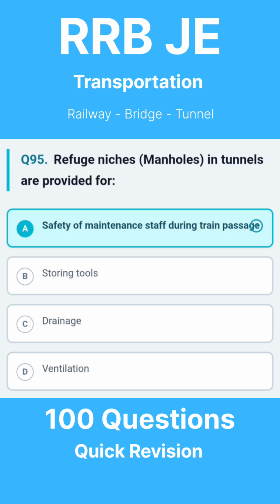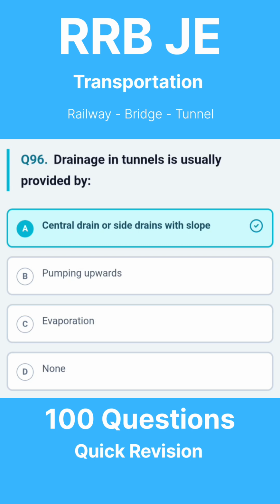Question 95. Refuge niches, manholes in tunnels are provided for? The correct answer is safety of maintenance staff during train passage. Question 96. Drainage in tunnels is usually provided by? The correct answer is central drain or side drains with slope.